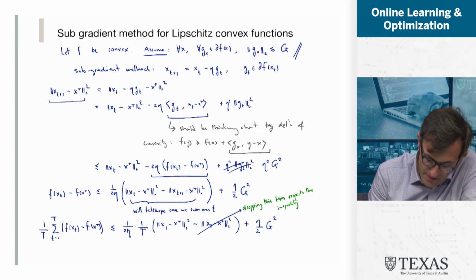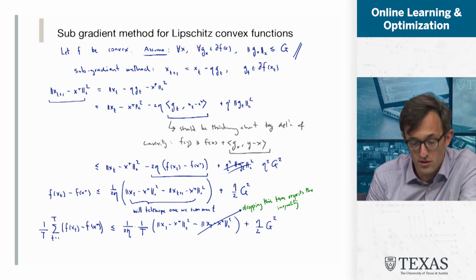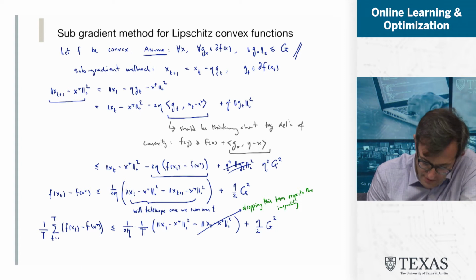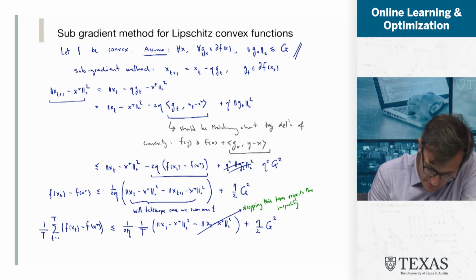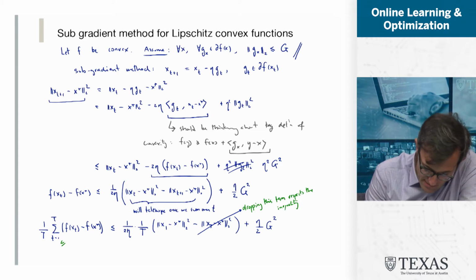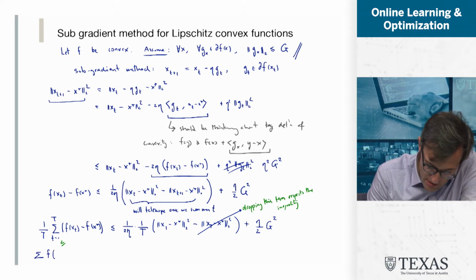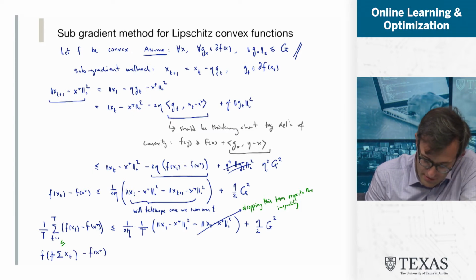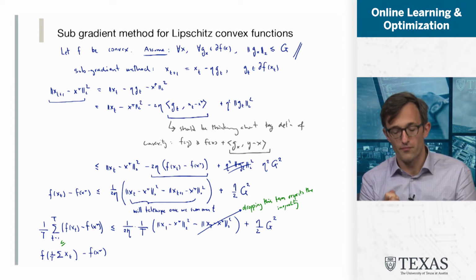Now I claim that there's something that's smaller than this left-hand side, something that lower bounds this left-hand side: f of the average, minus f of x star. So let's think for a second, why is this true?